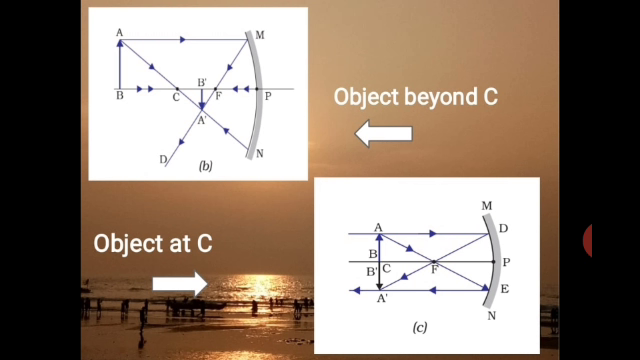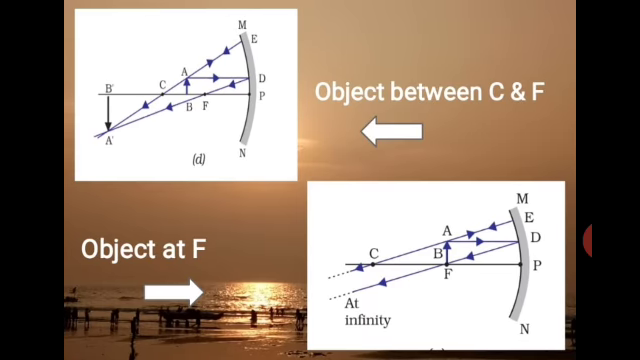A point to be noted here is that the object was placed at C and the image is also formed at C. Thus, whenever you place the object at the center of curvature, the image is also formed at the same point. There is another point to be noted, that the size of the object is equal to the size of the image. The image formed is real and inverted. So, these are the characteristics of the image formed when the object is placed at C. Let us proceed to the next.